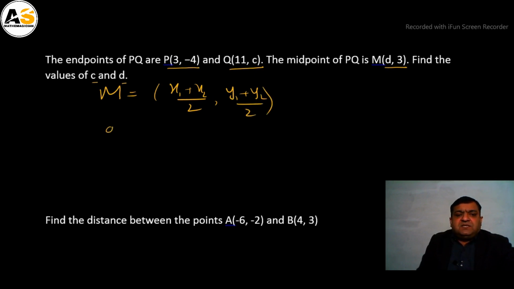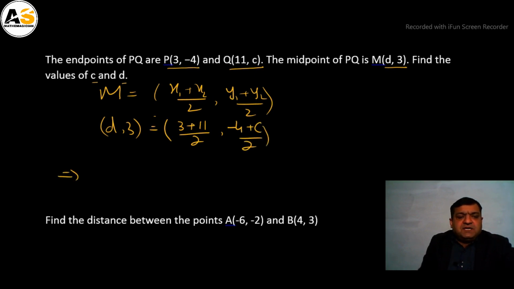What is M? This is (D, 3). (D, 3) is equal to, what is x1? If we see, x1 is 3, x2 is 11, over 2, y1 is -4 and y2 is C, over 2.